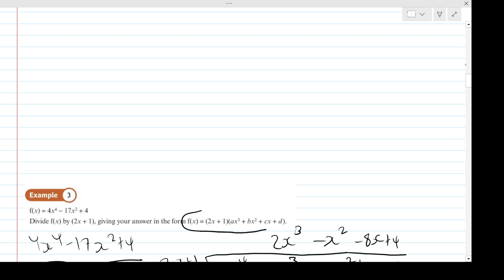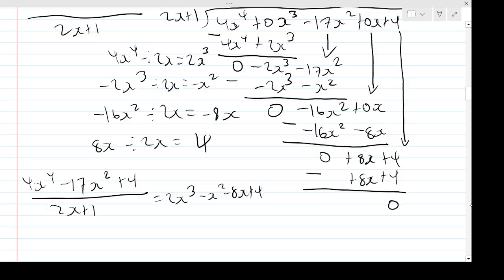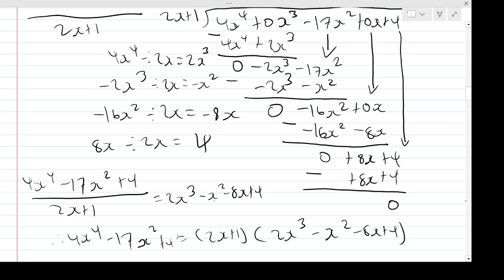But then it's asked us to give it in this form. F of x is this. But f of x is actually just the quartic part. So to get f of x on its own, if I go back down here, this quartic part is f of x on the top. To get it on its own, I could just times both sides by 2x plus 1. Therefore, 4x to the 4 minus 17x squared plus 4 is 2x plus 1 times our cubic, right? And there we are. So that's the alternative way of writing it.